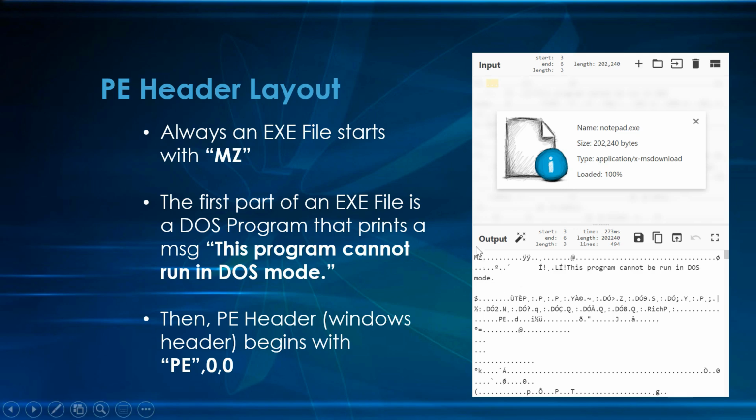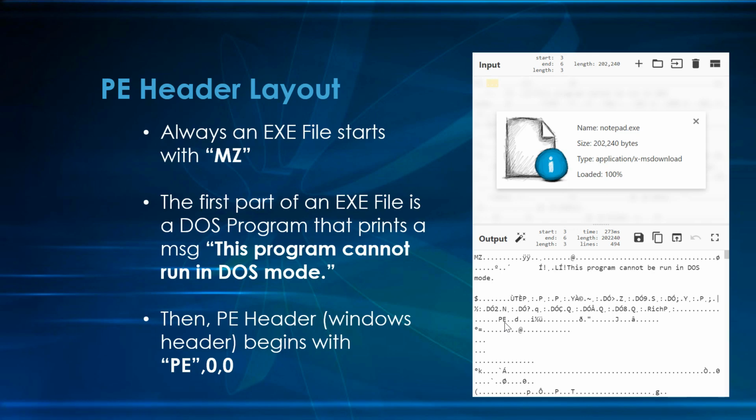It starts with MZ, which is the beginning of the file and the beginning of the DOS application, that prints this program cannot be run in DOS mode, and then after that some random data until you see this PE. This PE represents portable executable, and this is the start of the Windows header.